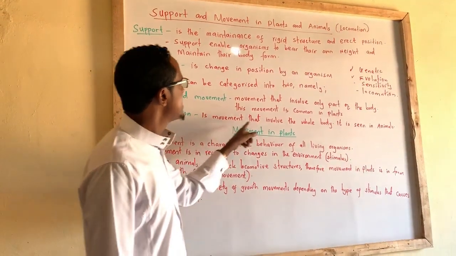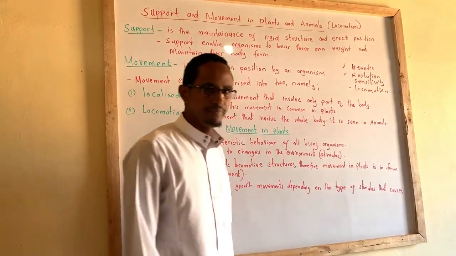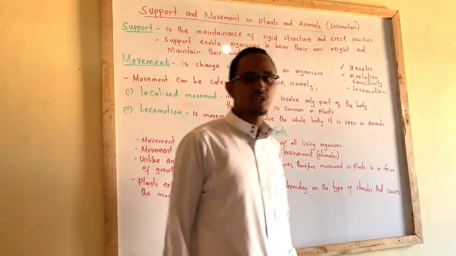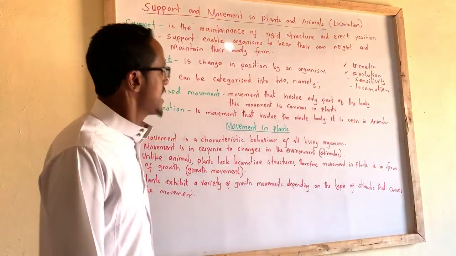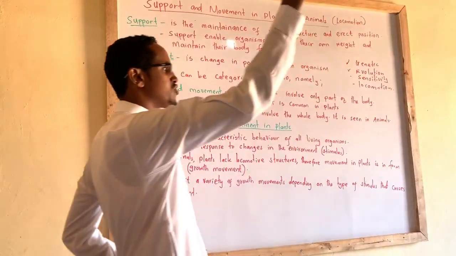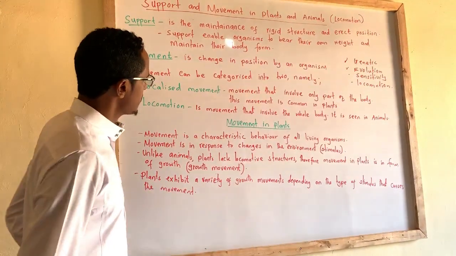We also have locomotion. Locomotion is movement that involves the whole body. It is the whole body that now moves. It is seen in animals. This one is common, it is found in animals. Animals have the ability to move. They are mobile and therefore can move from one point to another.